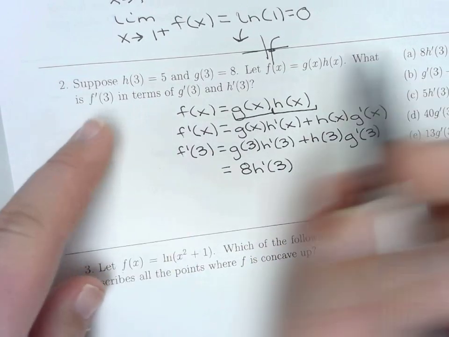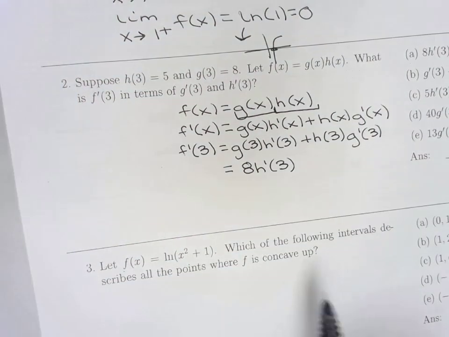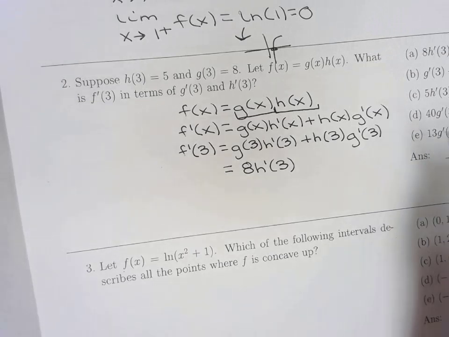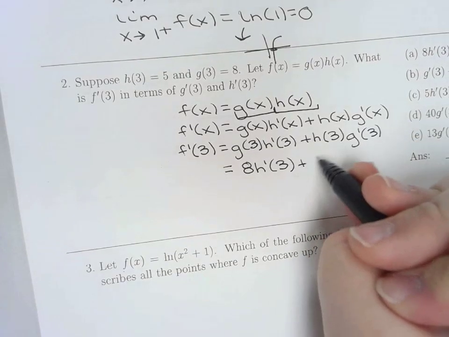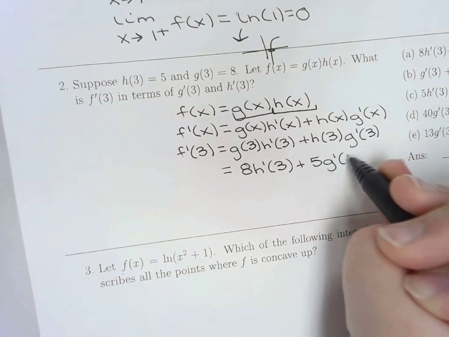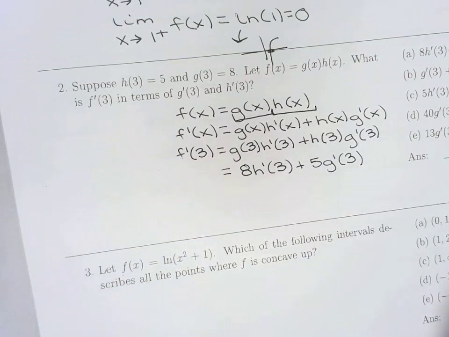And it says, what is f prime of 3 in terms of g prime of 3, h prime of 3? In terms of means those are going to be left in there. Like when I say a function in terms of x, x was left in there. h of 3 is 5, and that is all you can do. You cannot combine them because they're not the same term.